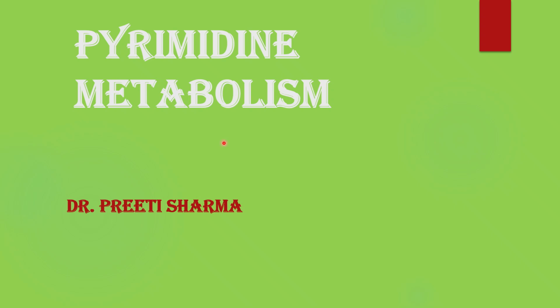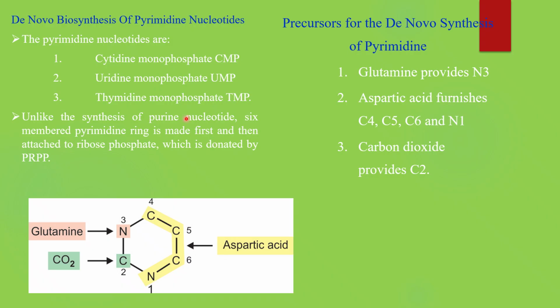So here we will discuss pyrimidine metabolism, the biosynthesis of pyrimidine and its degradation. Pyrimidine synthesis is via de novo biosynthesis. Here there is a difference from purine biosynthesis, because unlike the synthesis of purine nucleotides, the six-membered pyrimidine ring is first formed and then attached to ribose 5-phosphate. This makes the basic difference from purine nucleotides, where the purine ring is formed over the PRPP platform.